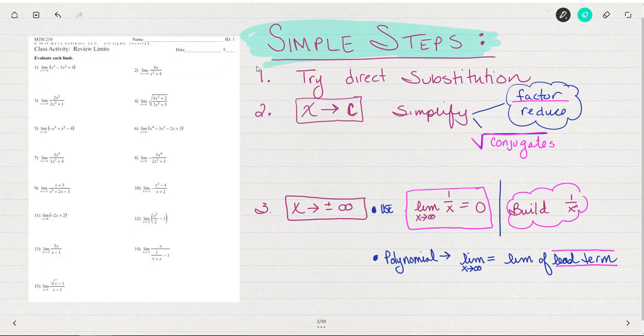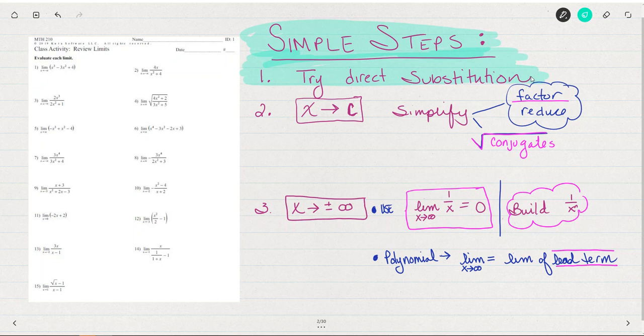Number one, here's the easy, low-hanging fruit. When you're out picking apples, you don't want to climb the ladder and do a lot of work if there's some apples hanging really low on the tree, right? Well, here it is. Try direct substitution.